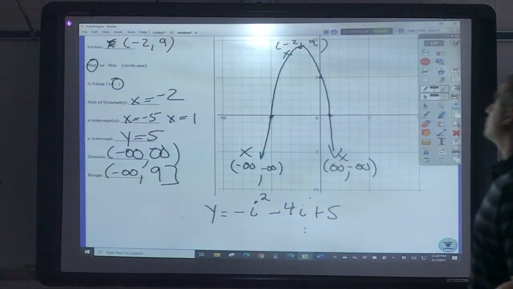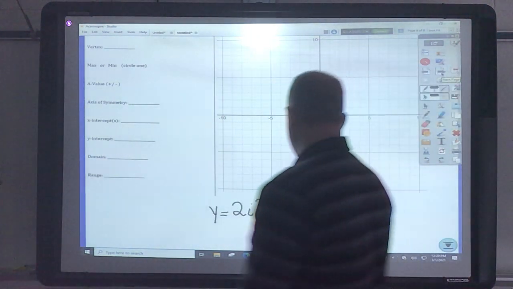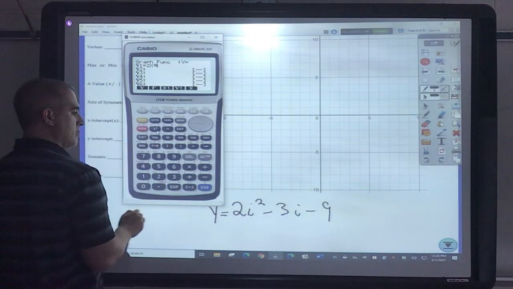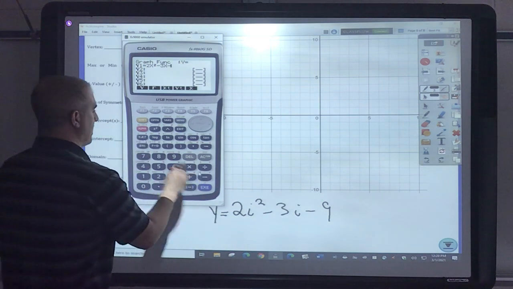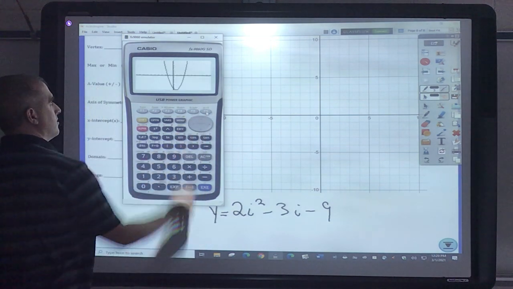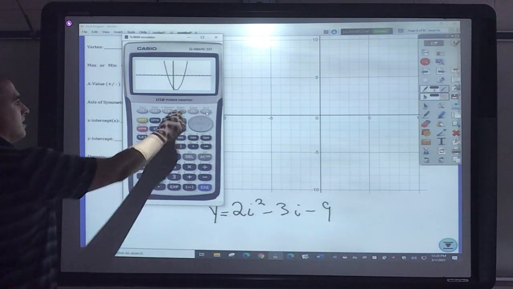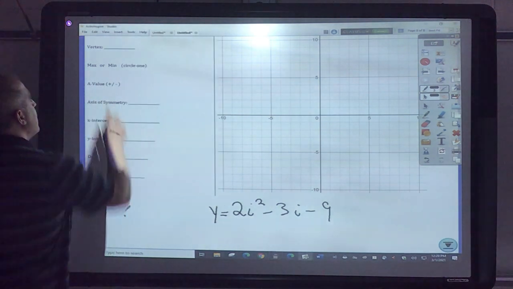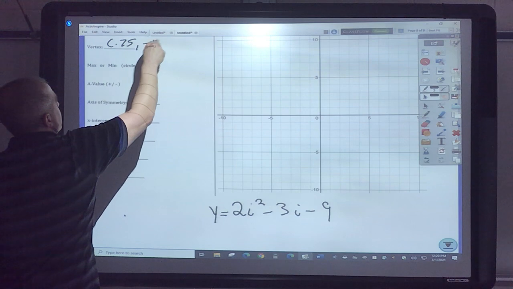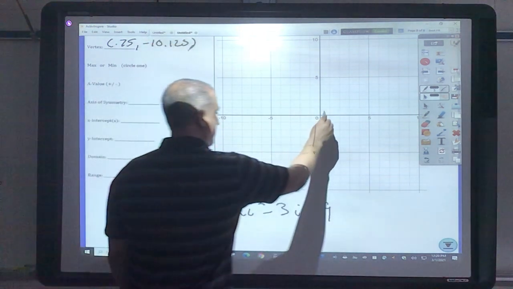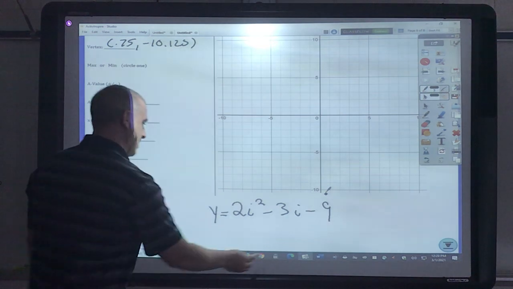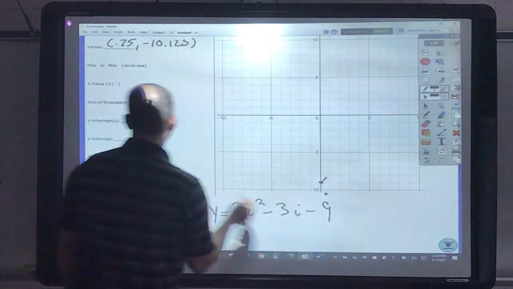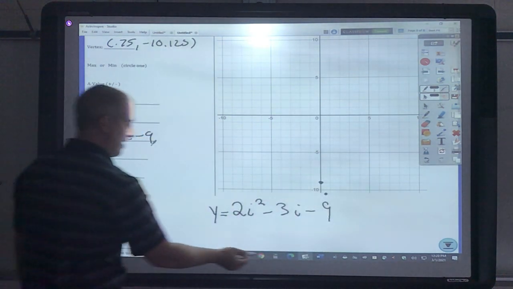Okay? Let's do this next one in Casio. All right? So I got 2x squared minus 3x minus 9. Okay? Draw it. This is the picture I have. All right? G-solve, this will be a minimum. I got 0.75, negative 10.125. All right, G-solve, let's find the y-intercept. That would be negative 9. So y-intercept equals negative 9, all right?